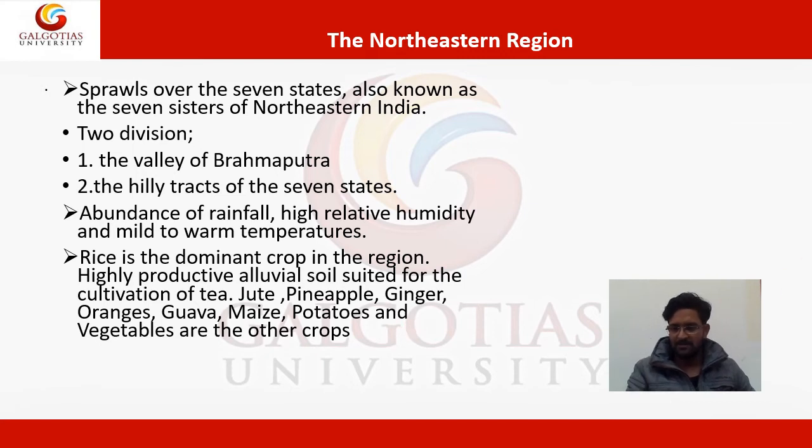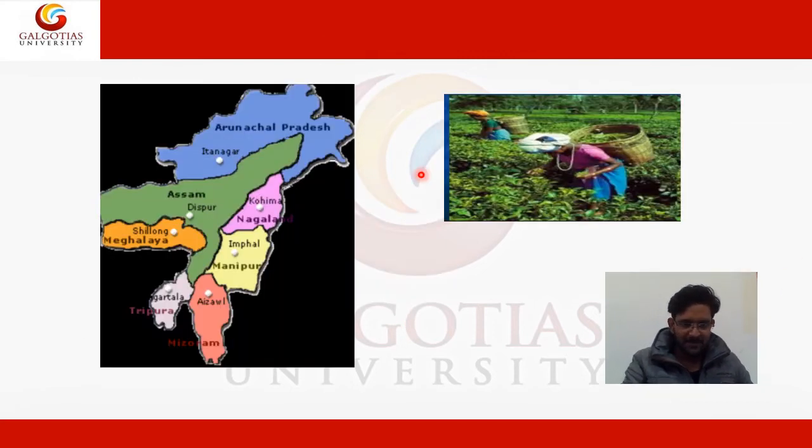Okay, now you can also see some lines here. What are the seven states? Arunachal Pradesh, capital Itanagar; Assam, Dispur; Meghalaya, Shillong; Nagaland, Kohima; Manipur, Imphal; Mizoram, Aizawl; Tripura, Agartala. So the first one is Arunachal Pradesh, Assam 2, Meghalaya 3, Nagaland 4, Manipur 5, Mizoram 6, Tripura 7. These are the seven states, and these together are called the seven sisters.